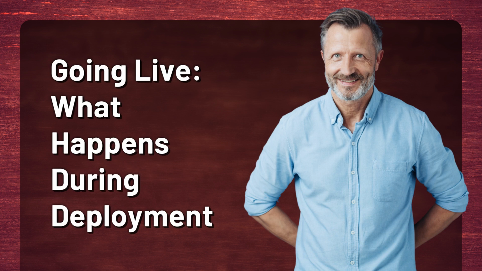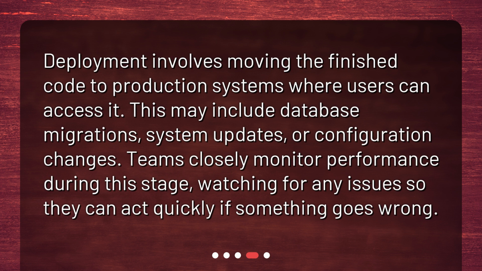Going live. What happens during deployment? Deployment involves moving the finished code to production systems where users can access it. This may include database migrations, system updates, or configuration changes. Teams closely monitor performance during this stage, watching for any issues so they can act quickly if something goes wrong.